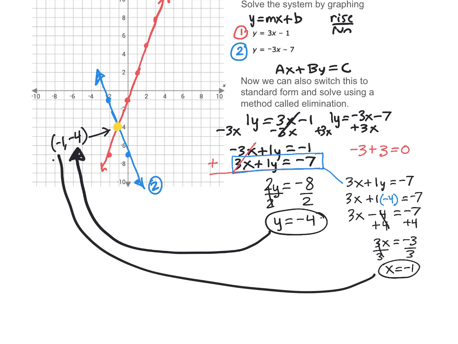So this is a method called elimination. We'll spend a lot of time with it. And what you use it for is when you have an equation where you've got both of them in standard form, or you've chosen to convert both into standard form. Let's look at another problem.